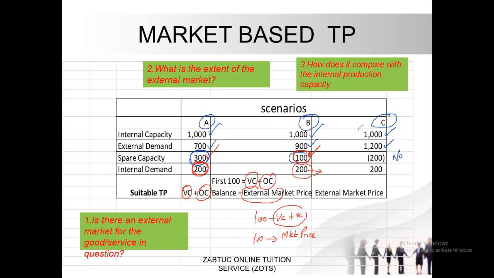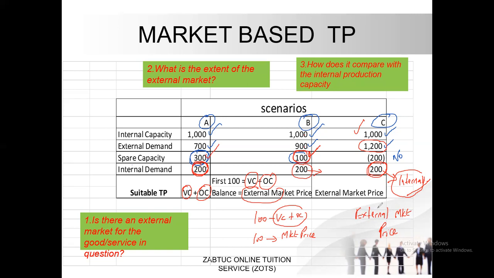What of scenario number three? In scenario number three, the demand exceeds our capacity. We don't have any spare capacity. We even have a shortfall. So all these 200, if they're going to be transferred internally, they'll all be at the external market price. Why? Because these have a market.